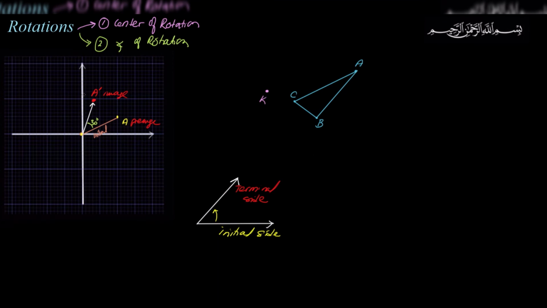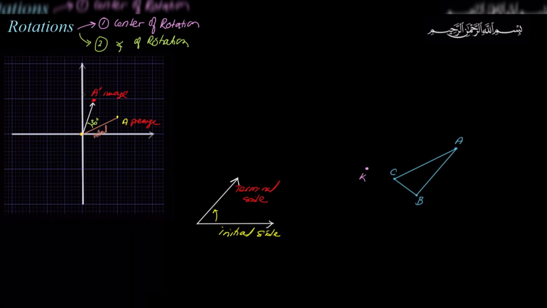So let's say we wanted to move this particular triangle with the center of rotation being this point K. As I said, you can rotate about any particular point, and it doesn't have to be the origin. So we're going to rotate this triangle about the point K over here. What you would have to do is rotate each of the individual vertices, and then connect the vertices. So you rotate point A, rotate point B, rotate point C, and then you create the image that way.